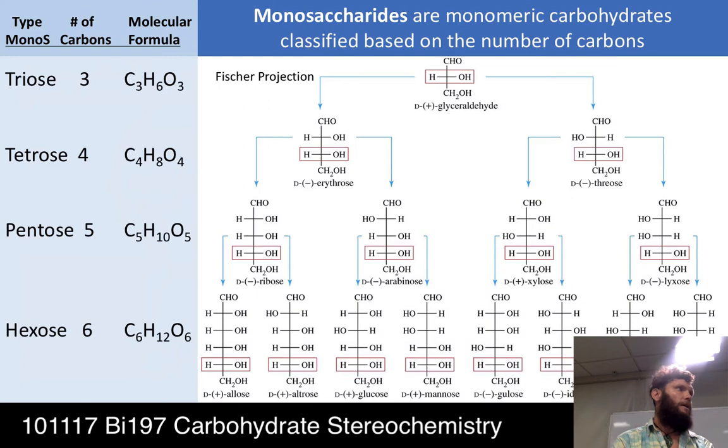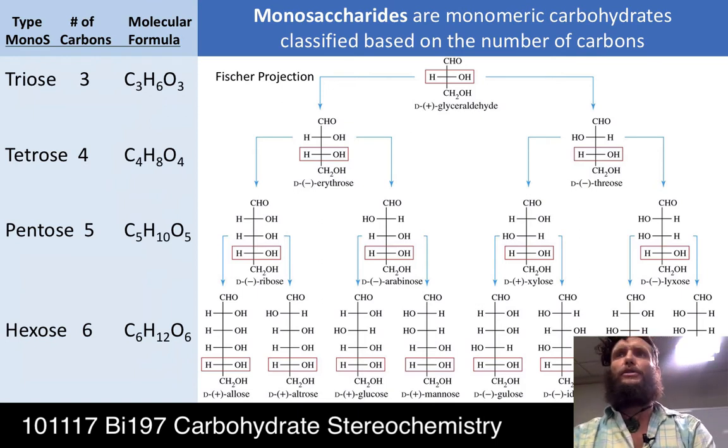Now, if we add another carbon to the backbone, it's going to be called a pentose. Pent is the prefix denoting 5, and we have 4 of those. We have ribose, arabinose, xylose, and lyxose. So this tree is expanding geometrically here, isn't it? By a power of 2 each time. And hexose has the prefix hex, which is 6. So there are 6 carbons in the backbone.